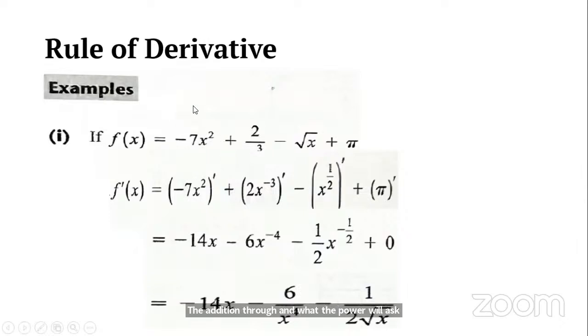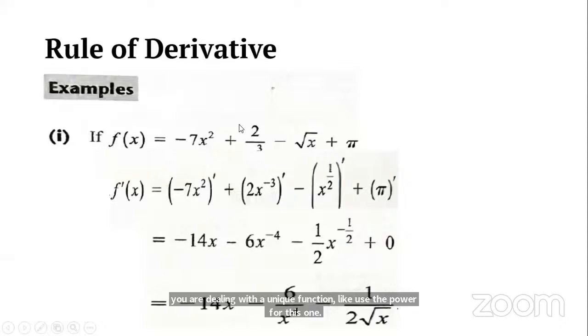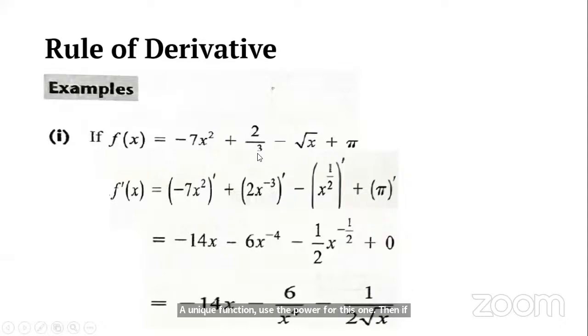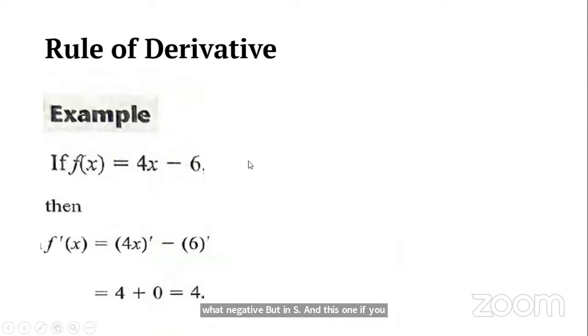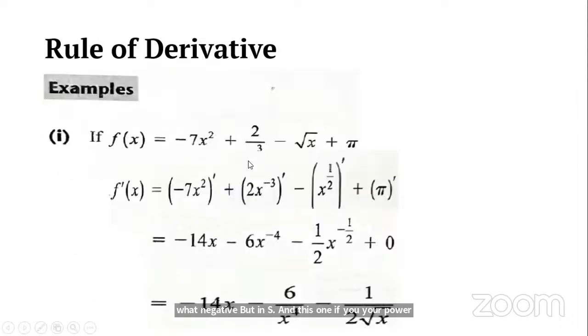Once you are dealing with a unique function like this, you use the power rule. If you are adding the two of them, you use the sum rule, and for these two you apply the subtraction rule. So for this function, if you apply the power rule, you have negative 14s, and for this one if you apply the power rule, sorry, in this place we have s cubed.